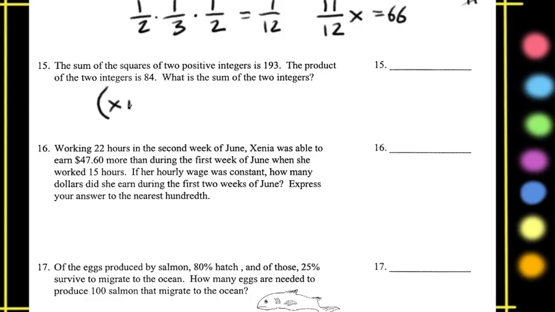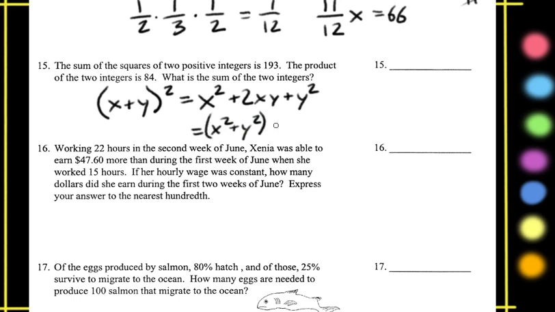If you have x plus y and you square it, you can do FOIL on this to figure out that, or you could probably just have this memorized, that this is x squared plus 2xy plus y squared. Or I can write that also as x squared plus y squared, this is the sum of the squares, plus 2xy. Okay, so we know the sum of the squares is 193. So this thing here is 193. We also know the product of the two integers is 84. So this thing here is 84.